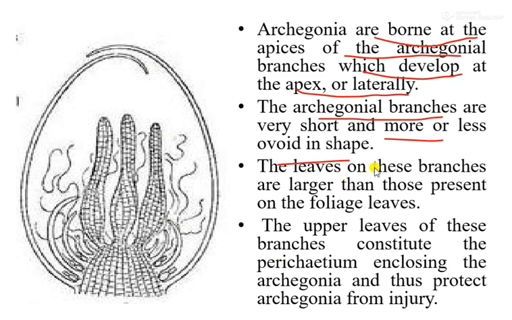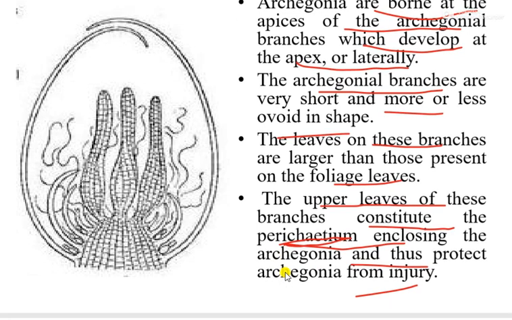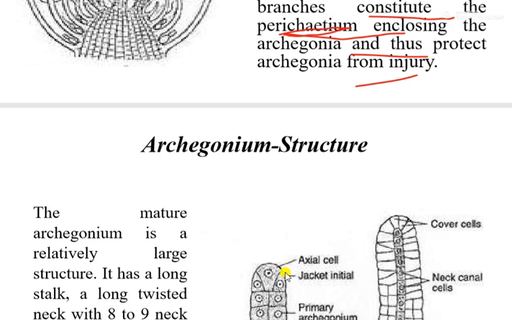The leaves on these branches are larger than those present on the foliage leaves. So the leaves present on the archegonial branches are much larger than the normal foliage leaves. The upper leaves of the branches constitute the perichaetium, enclosing the archegonia and thus protecting them from injury. You can see these upper leaves, going to the upper surface, protecting this group of archegonia. These leaves are known as perichaetium. Remember this name. Now let's see the structure of the archegonium.